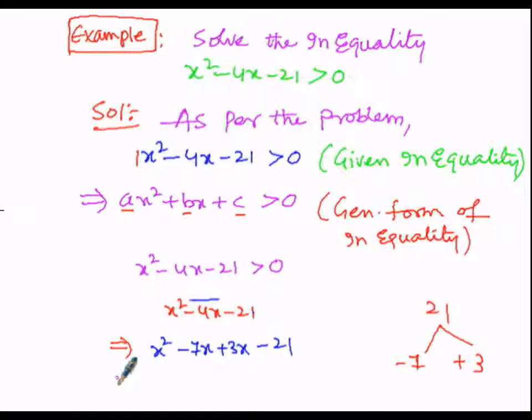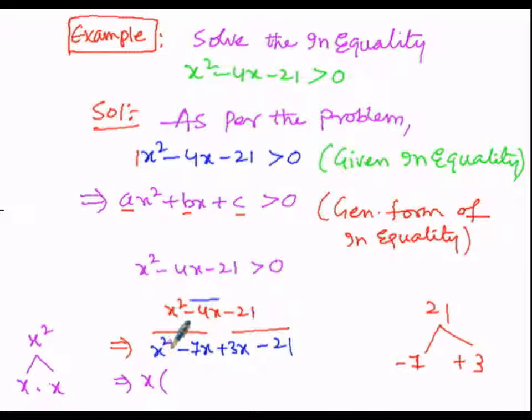Then that implies among the first two terms, that is x square and minus 7x, and among the last two terms, that is 3x and minus 21, I want to take common factors. In the first two terms, I want to take x as common. So x square can be written as x into x, that is x dot x.